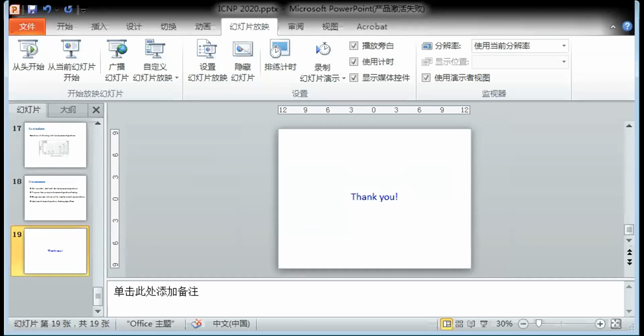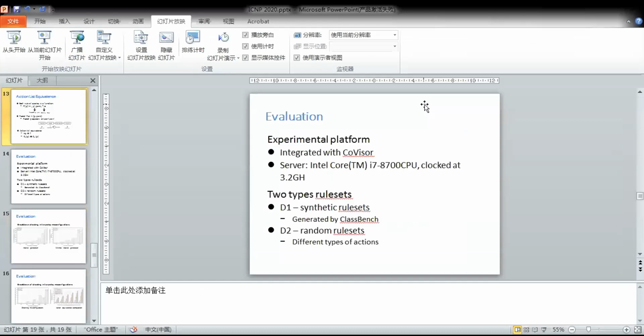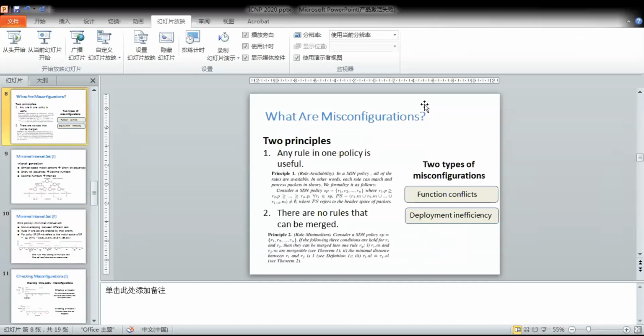Actually, I'll start off with a clarification. Could you please go back to slide 8? 8? Okay. 7 or 8, you moved too quickly. I'm not sure. 8? Yeah, page 8.